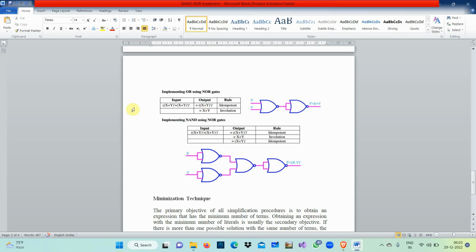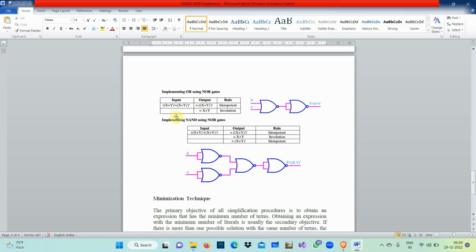So now we are going for implementing the OR using the NOR gate. What is the meaning of that? Here is (x + y)' and the transpose of that one. The same thing is repeated here. This is (x + y)', this is (x + y)'. Again I am going for that, that means ((x + y)' + (x + y)')'.